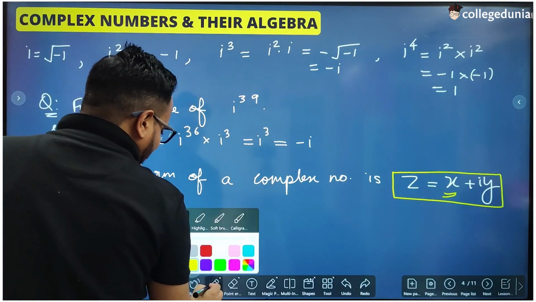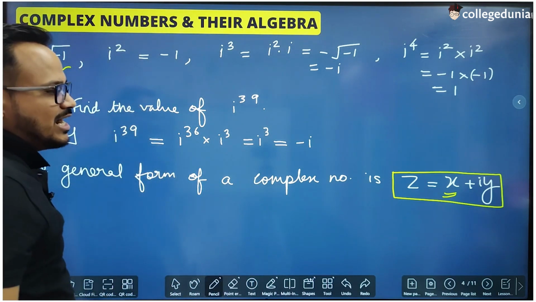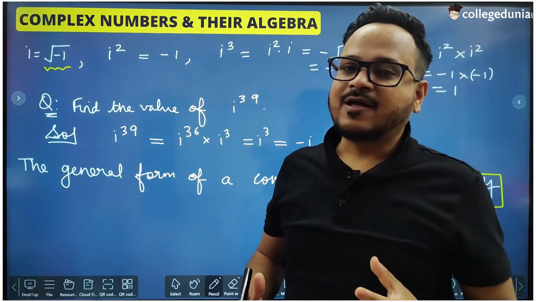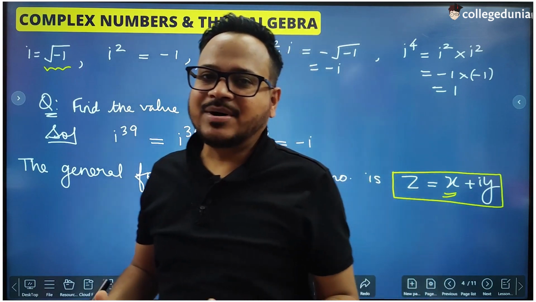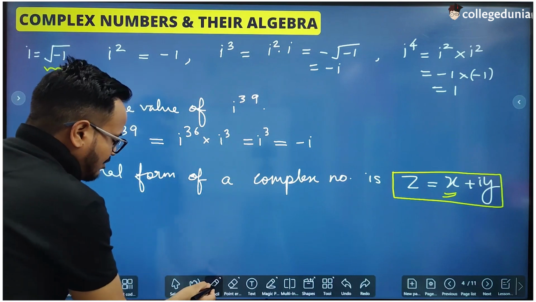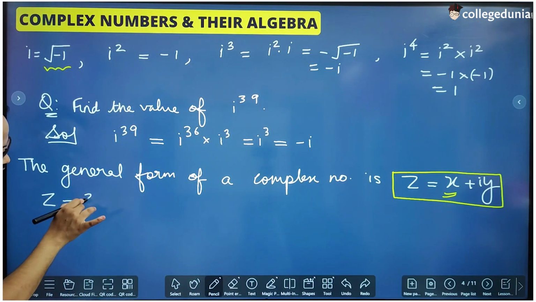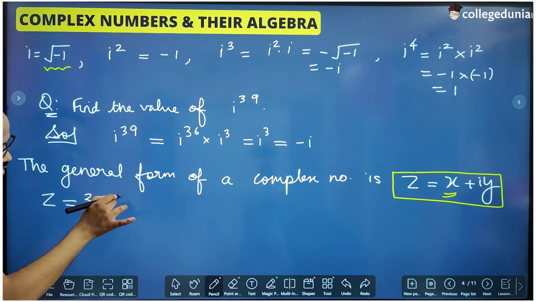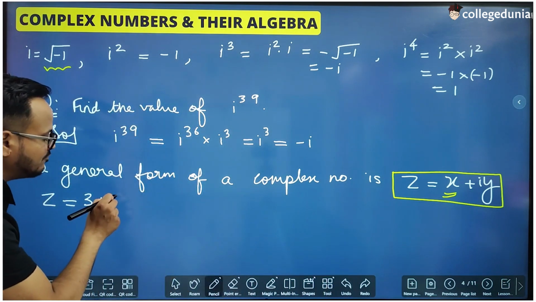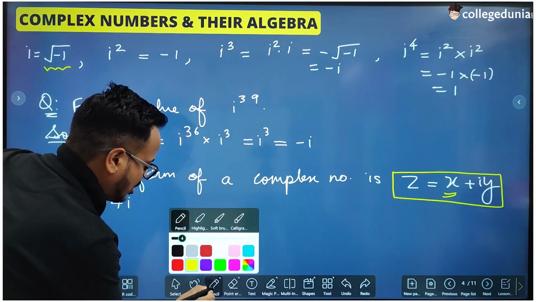These numbers, which contain the root of negative numbers, are also called imaginary numbers, because in reality you cannot have a negative number inside a root. So these numbers are called imaginary numbers, right? For example, suppose we have z equal to 3 plus 4i, right? So this is a complex number.